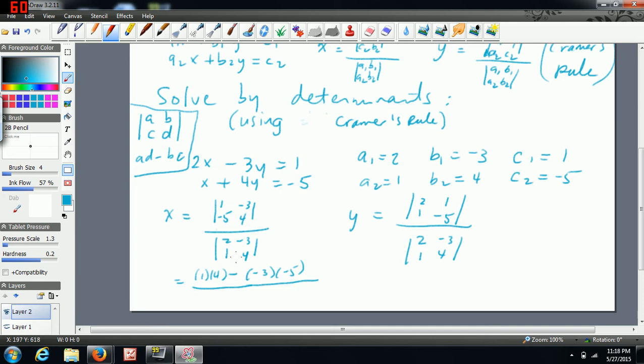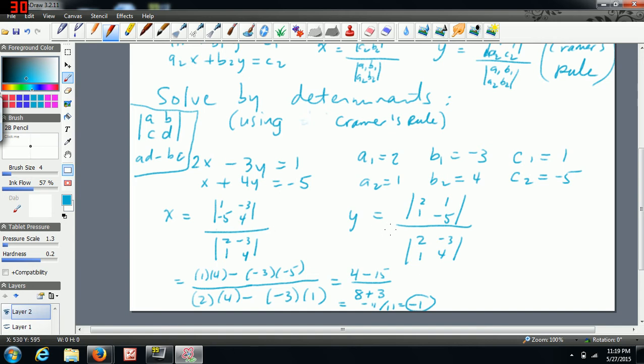Then over here, same thing, 2 times 4 minus -3 times 1. Okay? So that's what I get there. I'm going to go ahead and simplify it a little bit more. So we get 4 minus 15 over 8 minus -3, so that becomes +3. So when I simplify that, I get -11 over 11, which is equal to -1 for my X value.